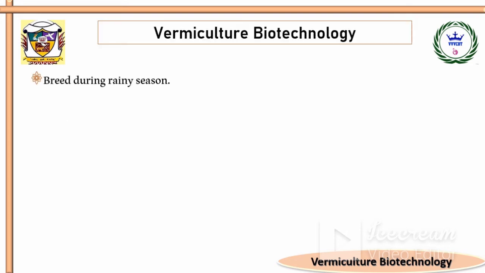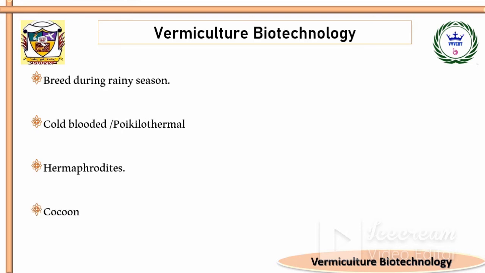Earthworm starts its breeding during rainy season. They reproduce sexually only. Earthworms are hermaphrodites but copulate in order to transfer the spermatozoa. Fertilization and the development occur inside the cocoon. The development is direct. They possess great power of regeneration.